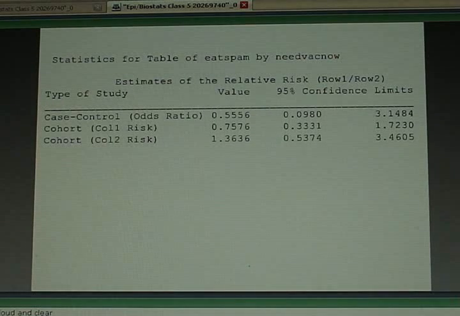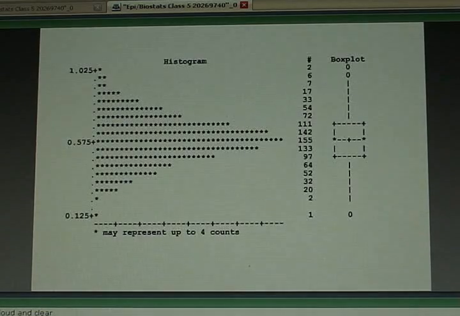And we saw that when we looked at the 2x2 table. Give me the p-value. Let me see if I go back.